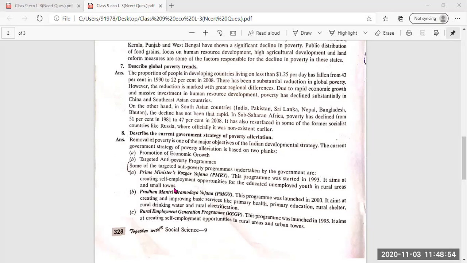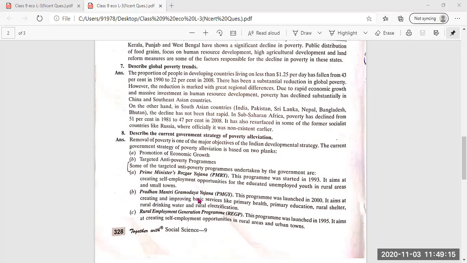and aims at self-employment opportunities, meaning to encourage the people who want self-employment, the educated unemployed youth in rural areas and small towns. So this was basically started in the rural areas and small towns for self-employment opportunities.